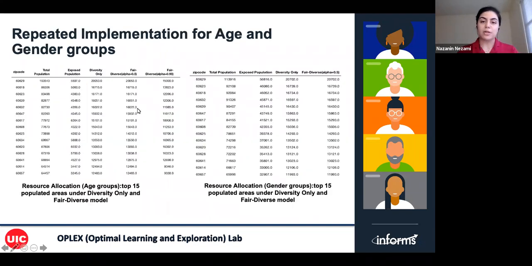We also repeated our implementation for age and gender group problems, and we saw that our model performs similarly. So this was just to confirm our results.